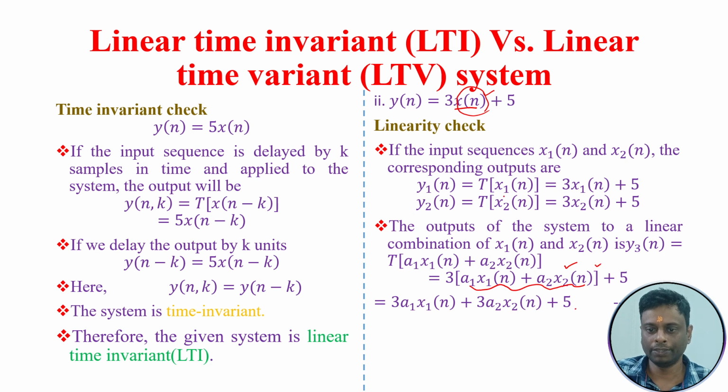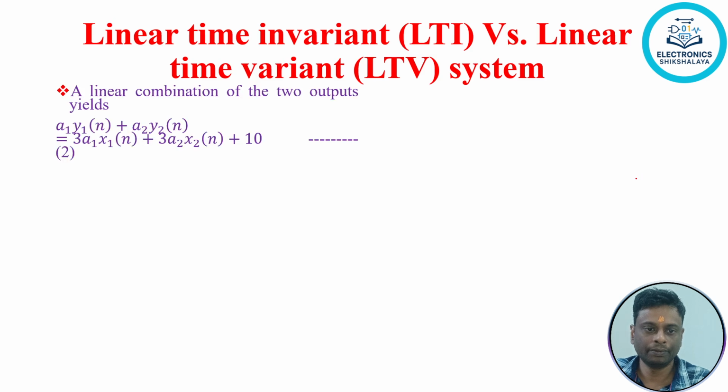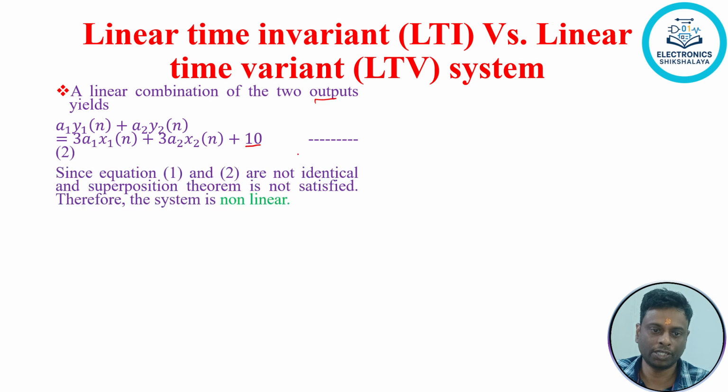Similarly, if we calculate a1 y1 of n plus a2 y2 of n, the two constants will be added. So this will be 5 and 5, that will be 10. You can see over here, this linear combination of two outputs, a1 y1 of n plus a2 y2 of n, will be plus 5 and plus 5, that will be plus 10. In this case, equation 1 and equation 2 are not identical. That is why it is not a linear system.